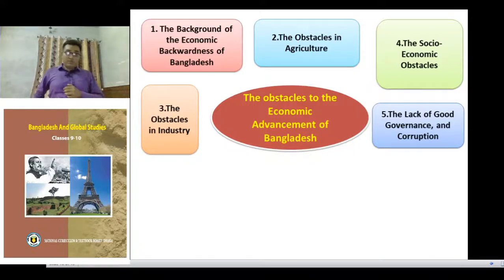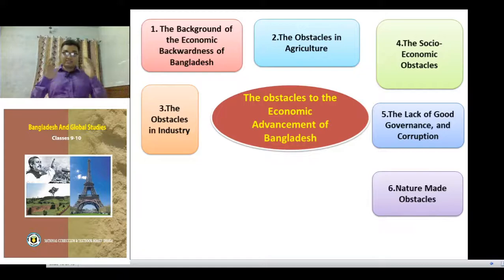The next top point is nature-made obstacle. Dear students, Bangladesh is situated in a very dangerous zone in terms of natural calamities, and every year we have to face different types of natural calamities. Okay, so that's all about the obstacles to the economic advancement of Bangladesh.